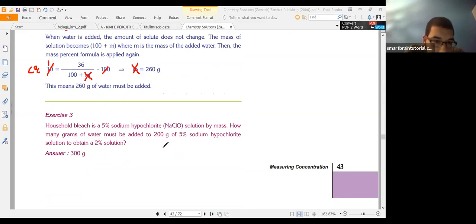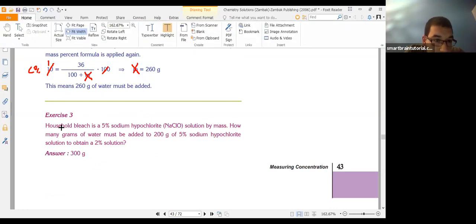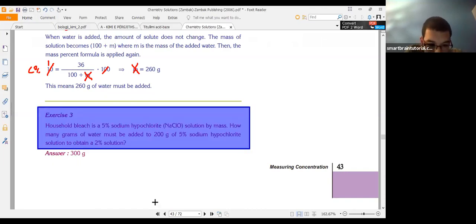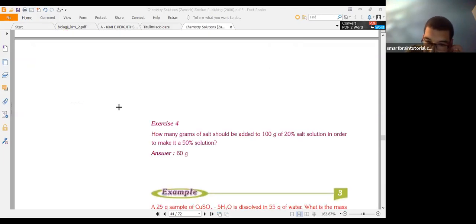I would like you to solve this exercise. Or I will send you some exercises with the official website, and you can practice yourself. This type of exercise is really important in chemistry.